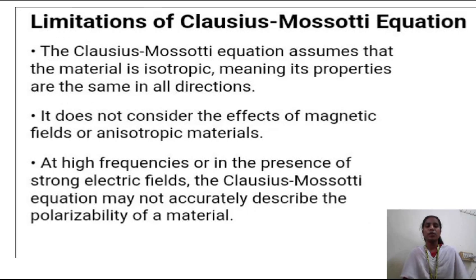Limitations of the Clausius-Mossotti equation. The Clausius-Mossotti equation assumes that the material is isotropic, meaning its properties are the same in all directions. It doesn't consider the effects of a magnetic field or anisotropic material. At high frequencies or in the presence of strong electric fields, the Clausius-Mossotti equation may not accurately describe the polarizability of a material.